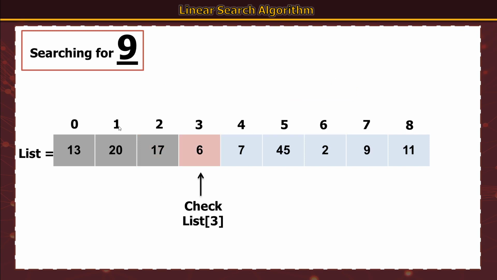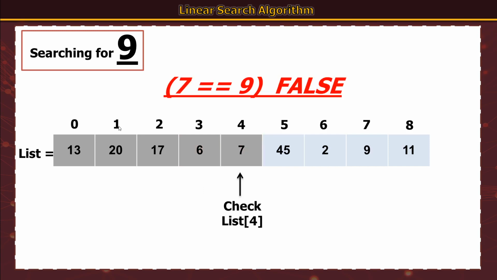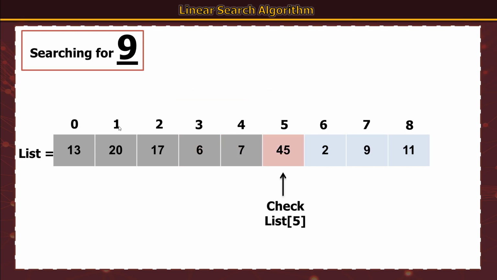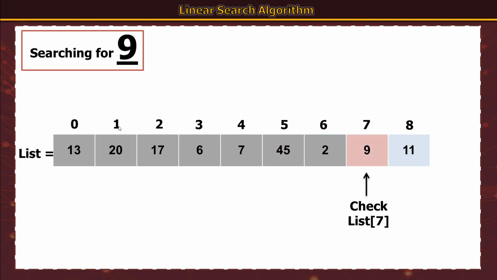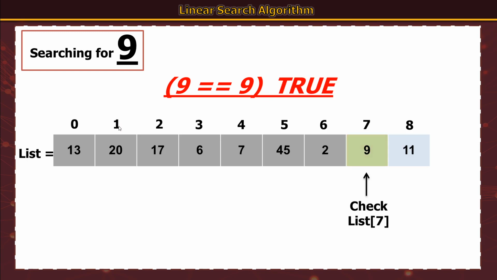Now imagine this was a large list. It would just keep going until it found it, or until it had gone through every item if it wasn't there. So inside of index 3 we've got 6. 6 is equal to 9, false. Inside of index 4 we've got 7. 7 is equal to 9, false. Inside of index 5 we've got 45. 45 is equal to 9, false. Inside of index 6 we have got 2. 2 is equal to 9, false. Inside of index 7 we have got 9. 9 is equal to 9. That is in fact true. So we have found the item and we know it is inside of the list. And that's exactly how a linear search works.